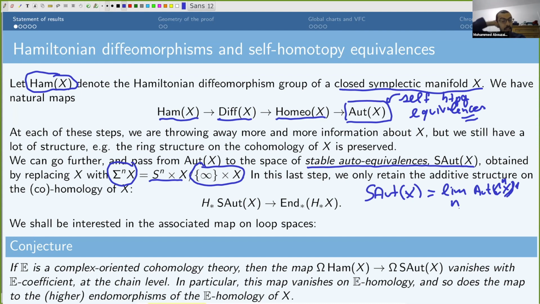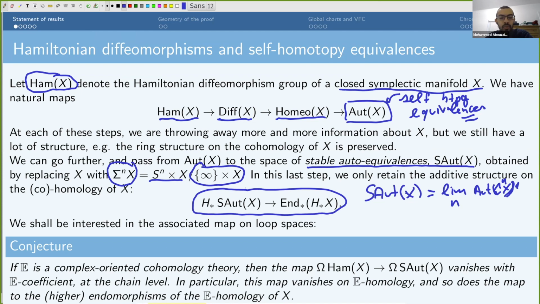And when you do this, a lot of structure disappears. In some sense, we're in a situation where we can almost say that we're dealing with a problem of linear algebra, but not exactly linear algebra, some kind of higher linear algebra. The point that I want to make is that this ring structure in cohomology, for example, disappears, and the only thing that's left is the additive structure on cohomology. So for example, there is a natural map from the homology of this space of stable automorphisms to the endomorphisms of the homology.